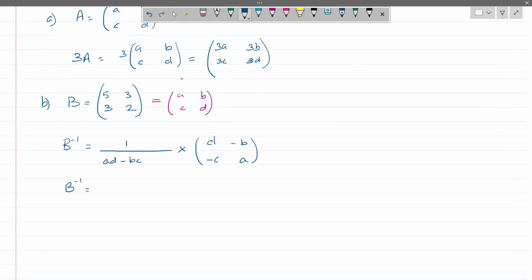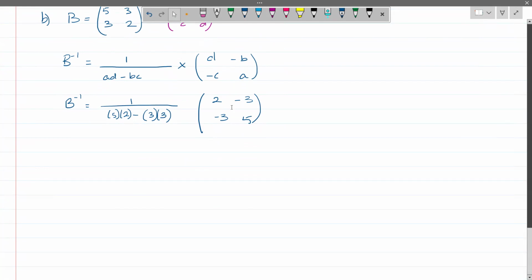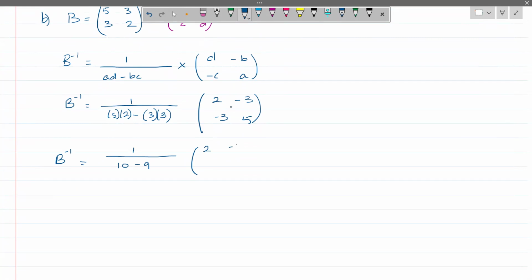So B inverse, given that 5 is a, 3 is b, 3 is c, 2 is d, will be 1 over 5 by 2 minus 3 by 3. And then our adjoint is going to be [2, -3; -3, 5]. Looking down, 5 by 2 is going to give me 10. 3 by 3 is going to give me 9. Well, nice, easy question to work out.